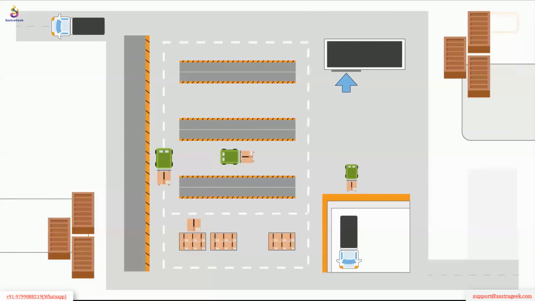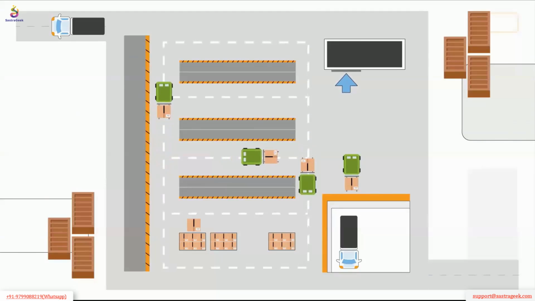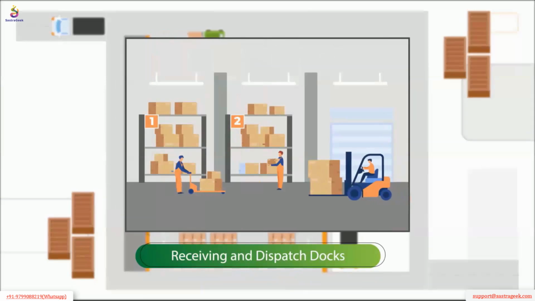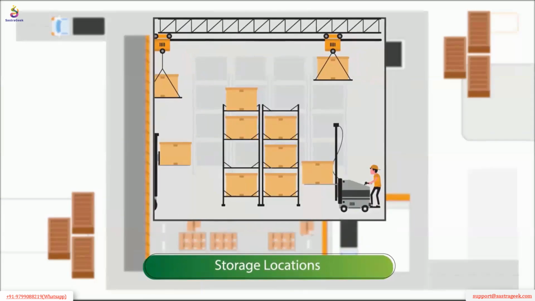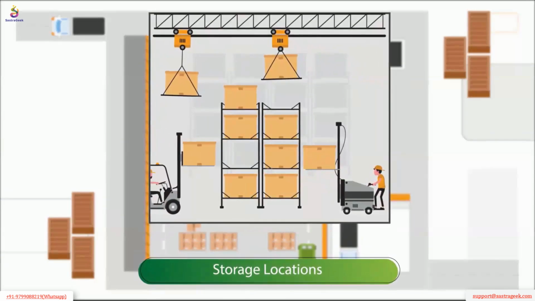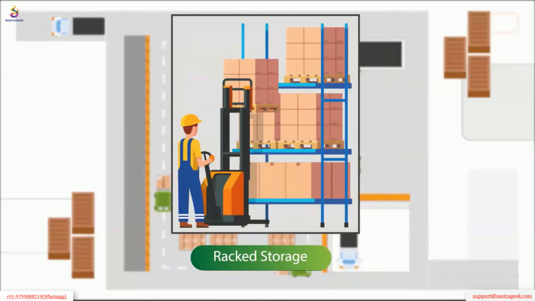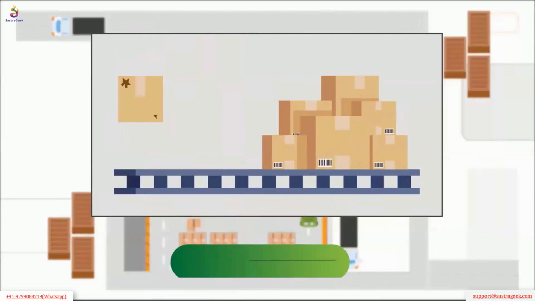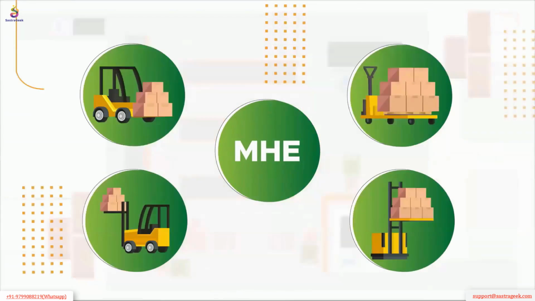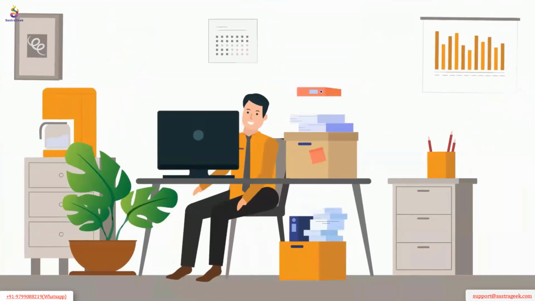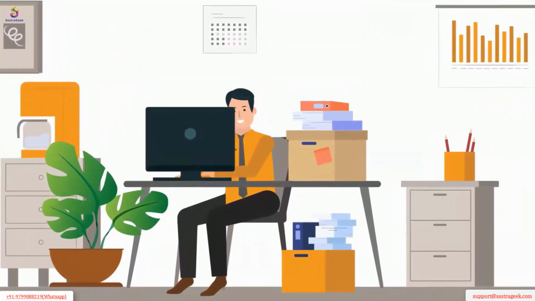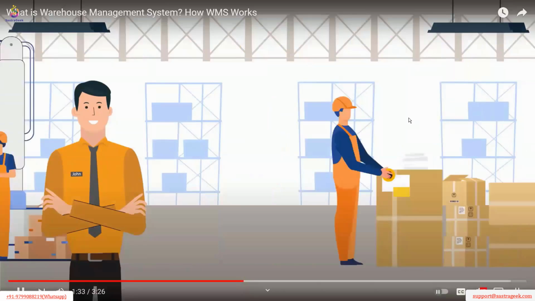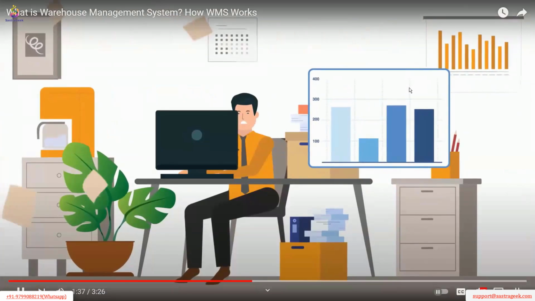Among the different types of warehouses, there are certain commonalities. They are: each warehouse has security controlled entry and exit gates, receiving and dispatch docks, storage locations. Within storage locations, different configurations of storage spaces like rack storage, flow storage, a combination of rack and flow storage, damage locations, MHEs. Other optional facilities that are provided in the warehouses include sorting areas, packaging and repackaging areas, kitting and de-kitting locations.